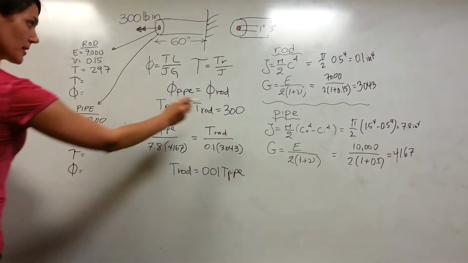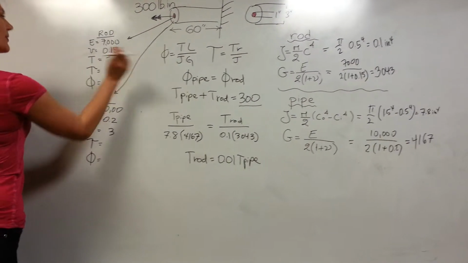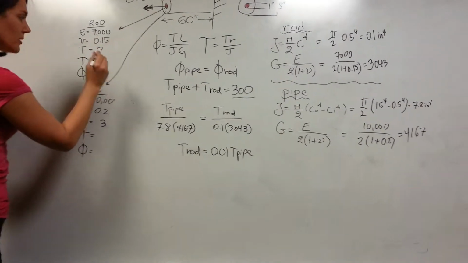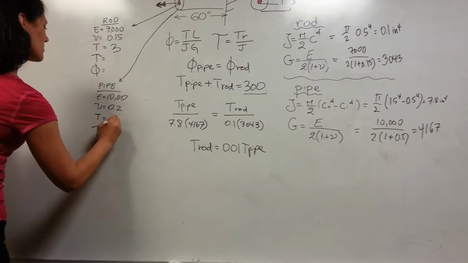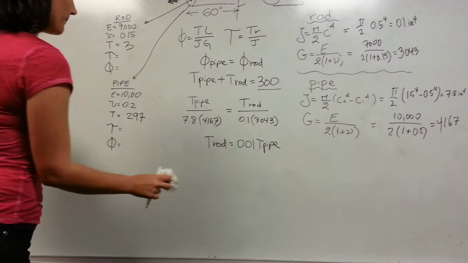Now, the total torque is 300, so I'll add over here. The torque of the rod is 3. And the torque of the pipe is 297. Perfect.